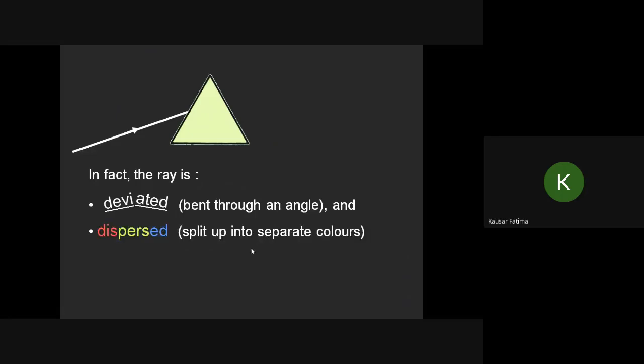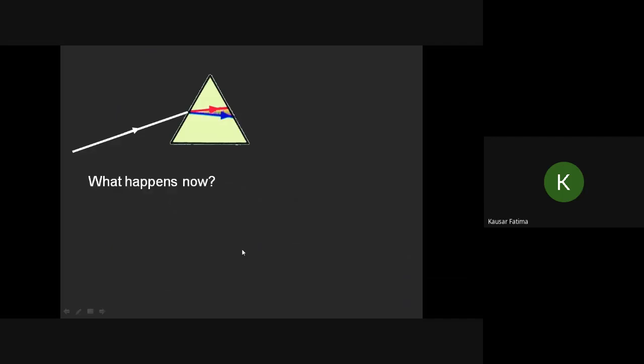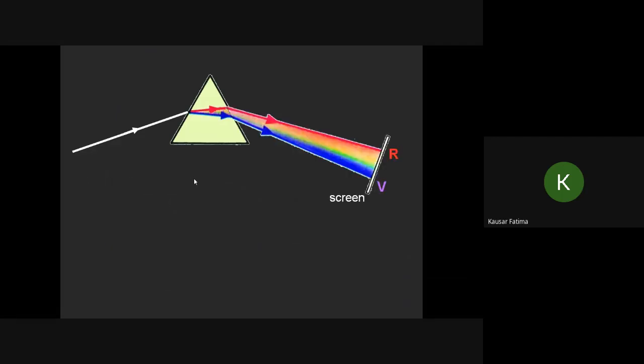Okay, it will bend through an angle and be dispersed. It will split up into 7 separate colors. The upper one is the red, the rest are in between, and the bottom one is the violet. So it means it bends twice. First it bends while entering the prism, and second time it bends while leaving the prism. First time it bends towards the normal, and second time it bends away from the normal, with red color deviating the least and violet color deviating the most.